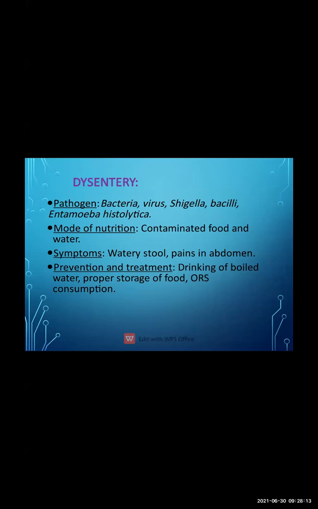Then the next type of disease is dysentery. The pathogens are bacteria, virus, Shigella bacilli, Entamoeba histolytica. Now in this, the symptoms are watery stools and pain in the abdomen. Prevention or treatment can be done by drinking boiled water, proper storage of food, and ORS consumption. Whenever dysentery occurs, the doctor advises taking ORS powder mixed with water so that it will give relief.